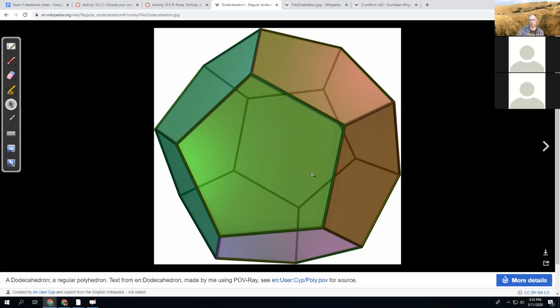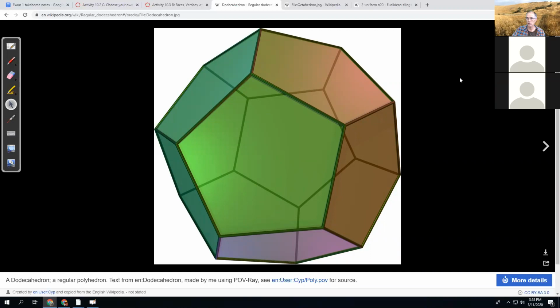So do you believe that this has 12 faces, 12 pentagon faces? Somebody give me a thumbs up or a yay or a, you're out of your mind, Parker. Thumbs up, thank you, Olivia. Okay, so we got 12 faces there.